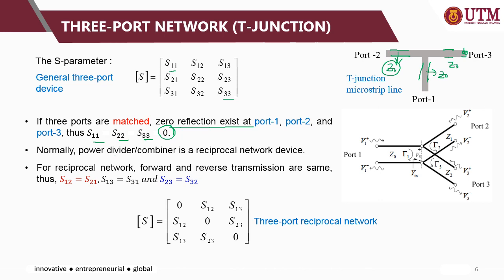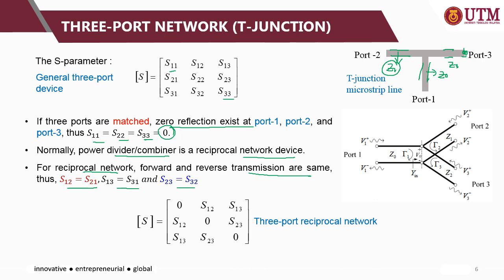Normally a power divider or combiner is a reciprocal network device. If it is reciprocal, the forward and reverse transmission are the same. So S11 will be equal to S21, S13 equal to S31, and S23 will be equal to S32.